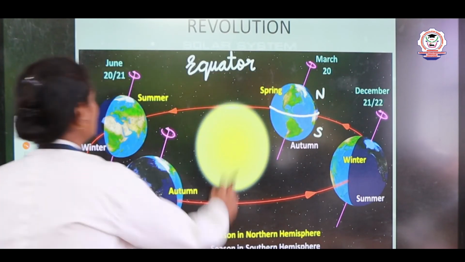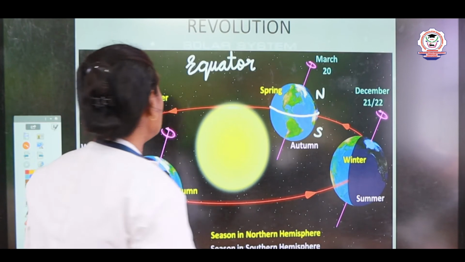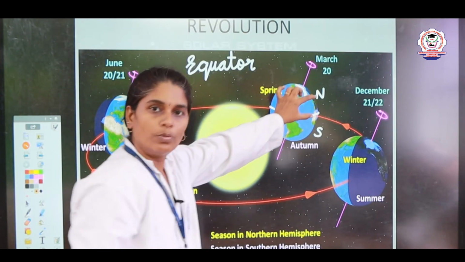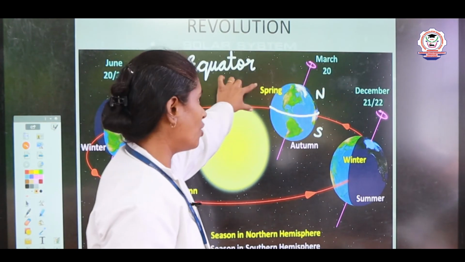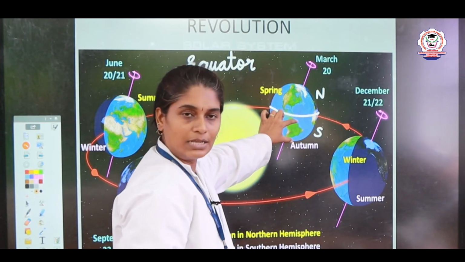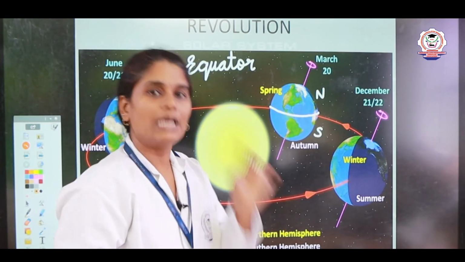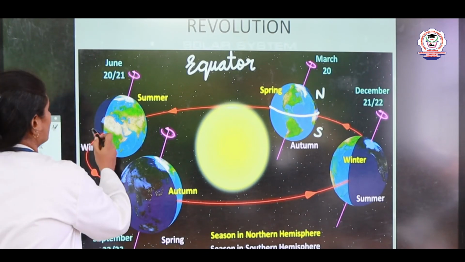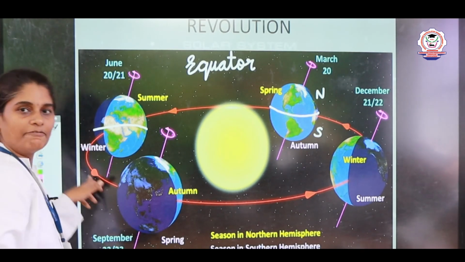Now, here you can see when the earth revolves, seasons occur. Because of this, when the northern hemisphere has summer, the southern hemisphere will have winter. The sun rays fall directly on the northern hemisphere, so the sun rays will not fall directly on the southern hemisphere during that time. So, during that time the northern hemisphere will have summer and the southern hemisphere will have winter.